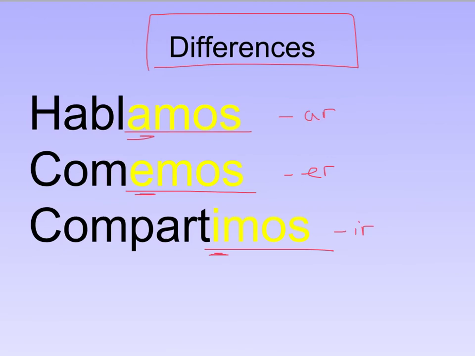The differences between the three verbs: you have hablamos, comemos, compartimos. The AR verb has the A in the nosotros form. An ER verb has the E in the nosotros form. And the IR verb has an I in the nosotros form. Amos, emos, imos. Repite. Amos, emos, imos. They sound different.